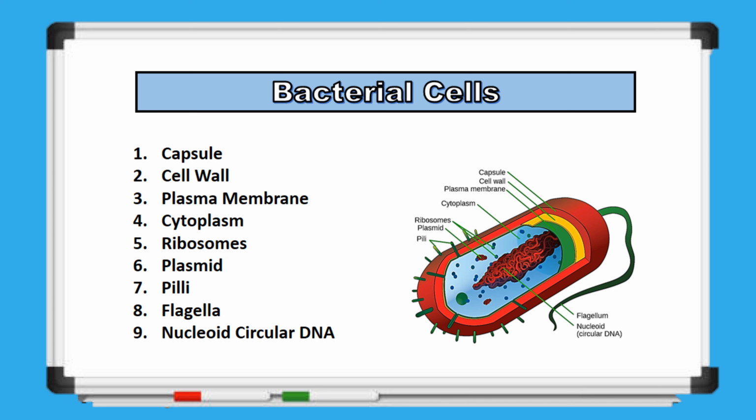In this video, we will explore the functions of various bacterial cell structures, which are identified in the diagram and described here. We will discuss the structure and function of the capsule, cell wall, cell membrane, cytoplasm, ribosomes, plasmids, pili, flagella, and nucleoid circular DNA.